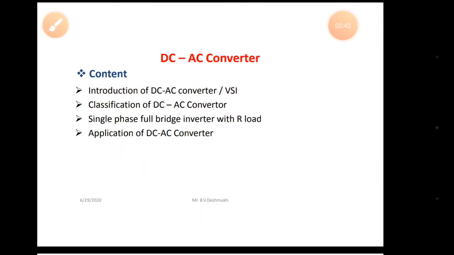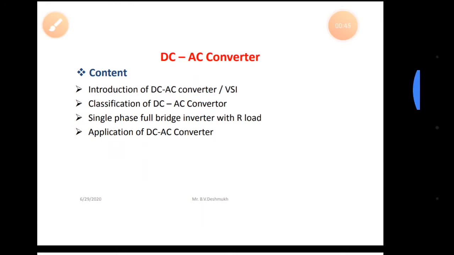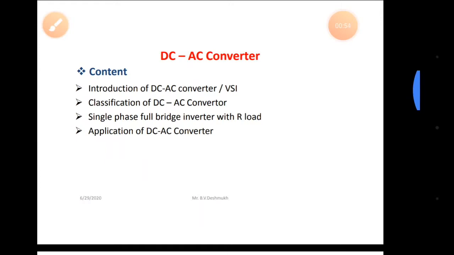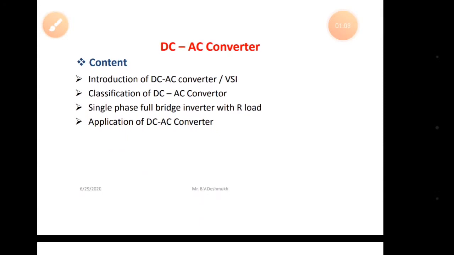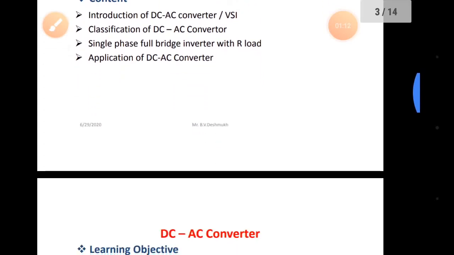Classifications of DC to AC converter. Single phase full bridge inverter with R load. In this single phase full bridge inverter with R load, I will try to explain how to convert DC supply into AC supply, the basic operation and working principle of DC to AC converter, and some applications of DC to AC converters.